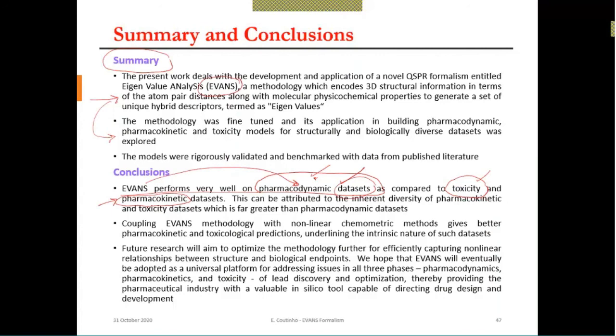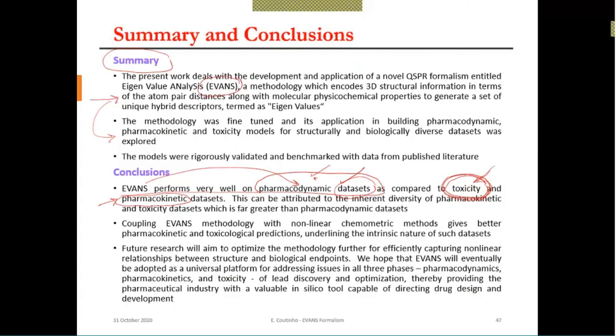So we have a mixed bag of results for toxicity. As you saw, for the hERG channel results are a little poor, while for the estrogen receptor results are good, but not so satisfactory for the hERG channel. So we have a mixed bag of results for toxicity.